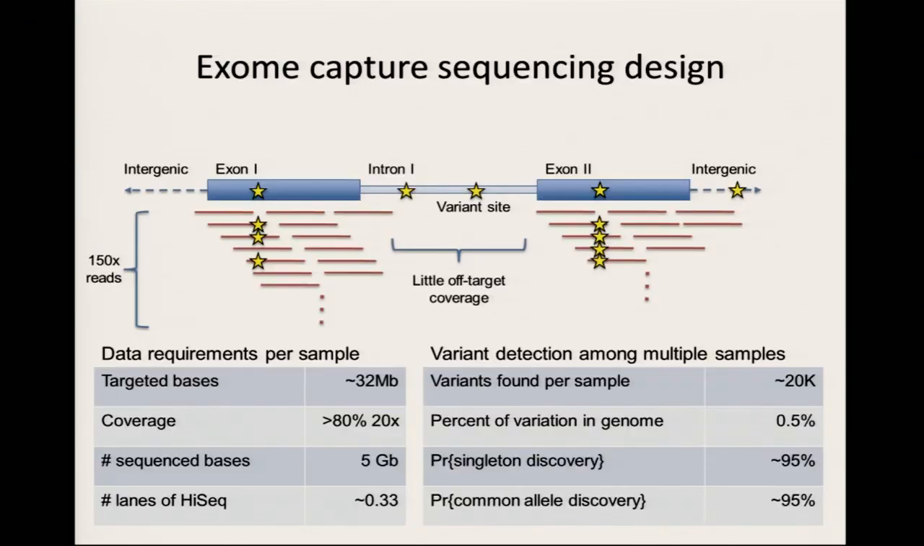But what you're doing is, by doing that, you're losing all the variation in the genome. You're only going to find 0.5% of the variation across the whole genome by doing this. But the ones that you do find, perhaps they have special relevance because they're in the exome. That's the basic trade-off.